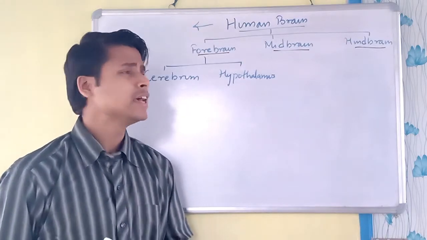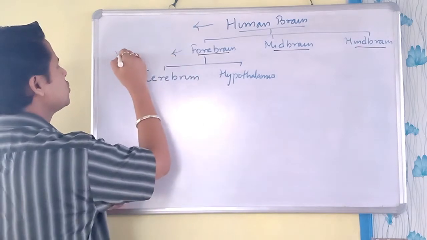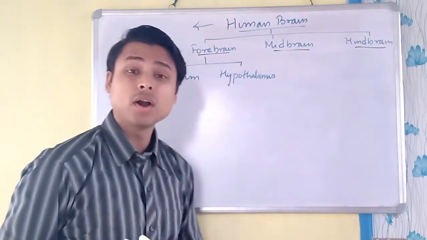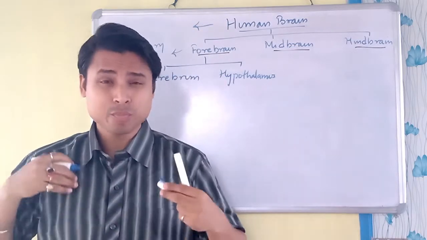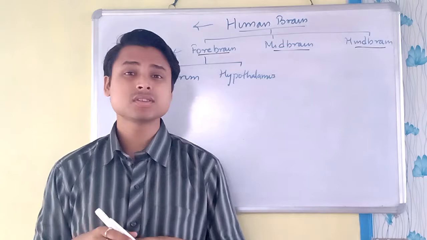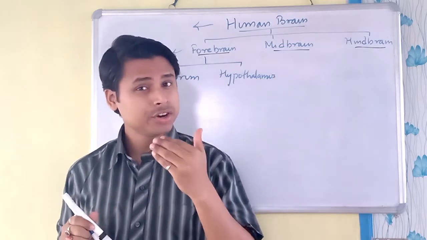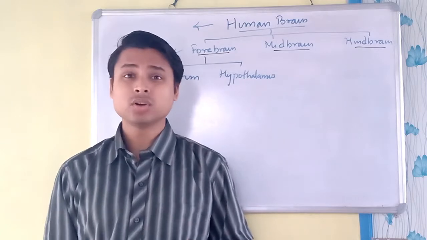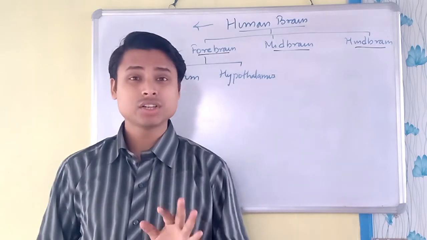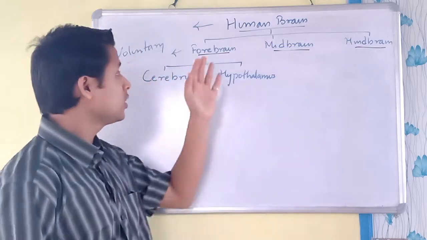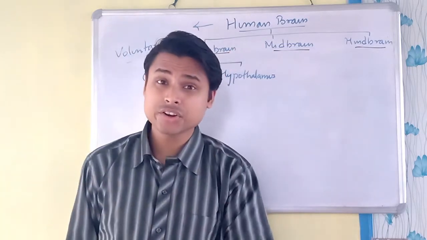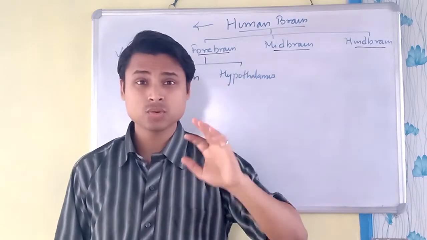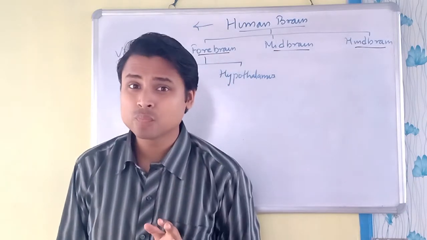So the forebrain is doing the voluntary action, right? Whatever action we perform voluntarily, means if I am talking, this is my voluntary function. If I want my food to get digested, it will not happen that way. The brain will function it involuntarily, right? So this forebrain part is doing the voluntary action. The midbrain and hindbrain are doing the involuntary action, over which we don't have any control, right?